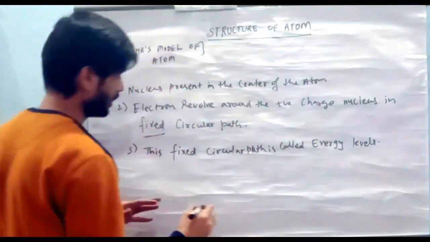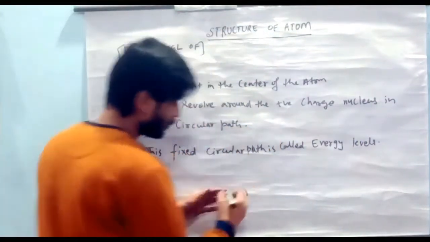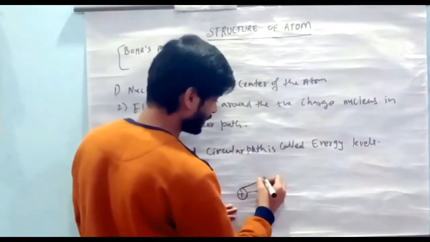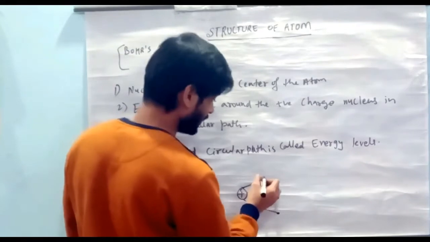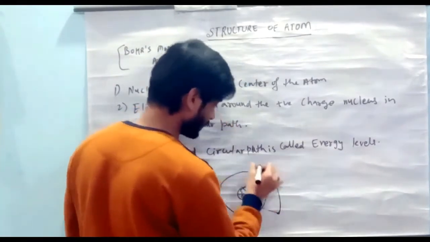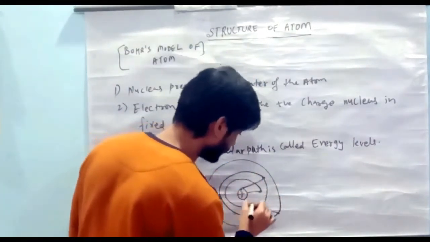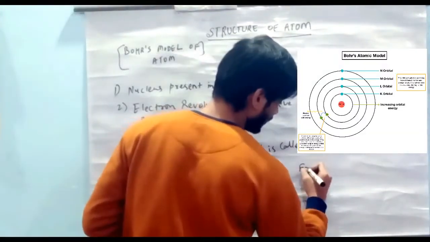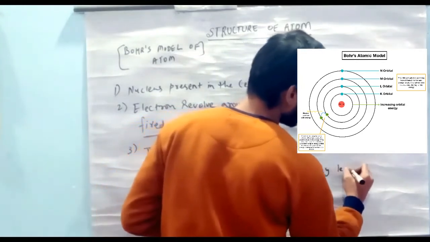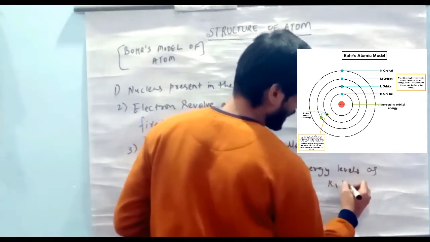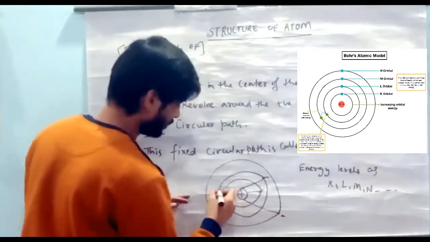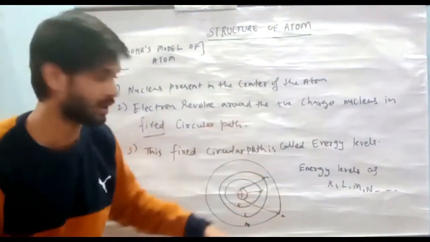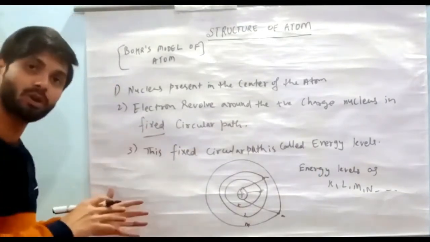Okay, now he is saying that the nucleus is present in the center of the atom. Electron can be present here, here, or here, but in a fixed circular path, like this. And he also represented the energy levels as K, L, M, N and so on. K, L, M represent the fixed circular paths. So that was the Niels Bohr model of atom.